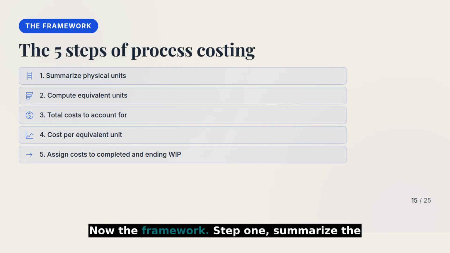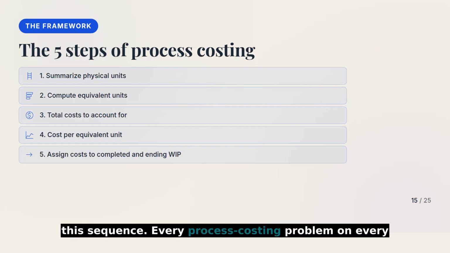Now the framework. Step 1. Summarize the flow of physical units. Step 2. Compute output in equivalent units. Step 3. Summarize total costs to account for. Step 4. Compute cost per equivalent unit. Step 5. Assign total cost to units completed and units still in process. Memorize this sequence. Every process costing problem on every exam follows it.